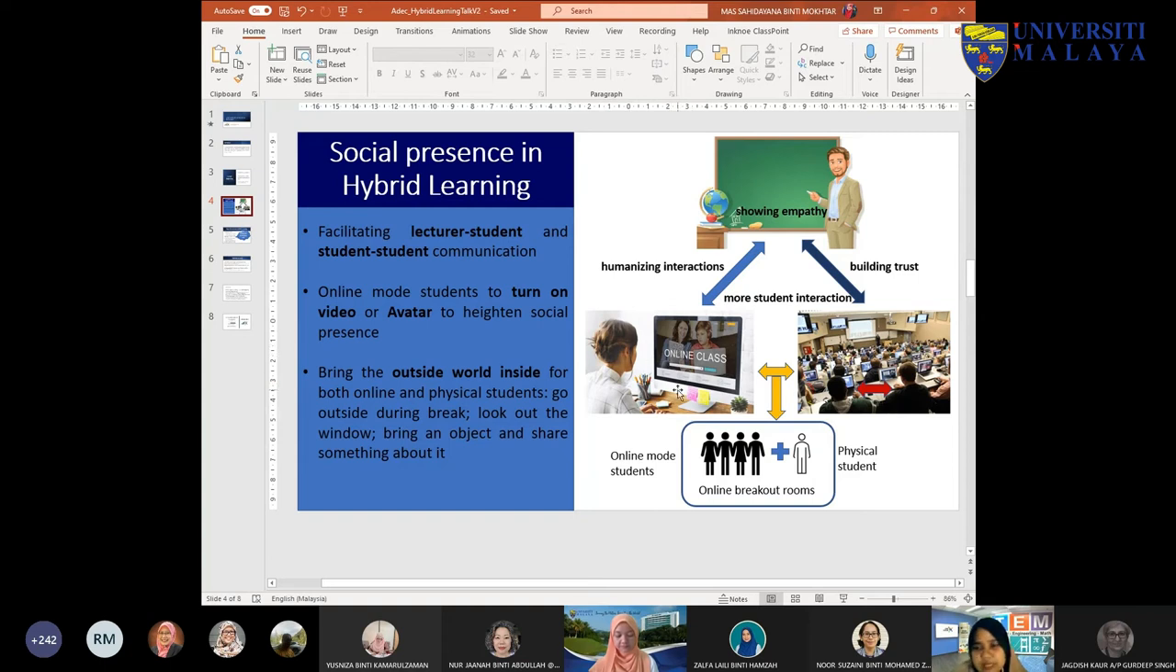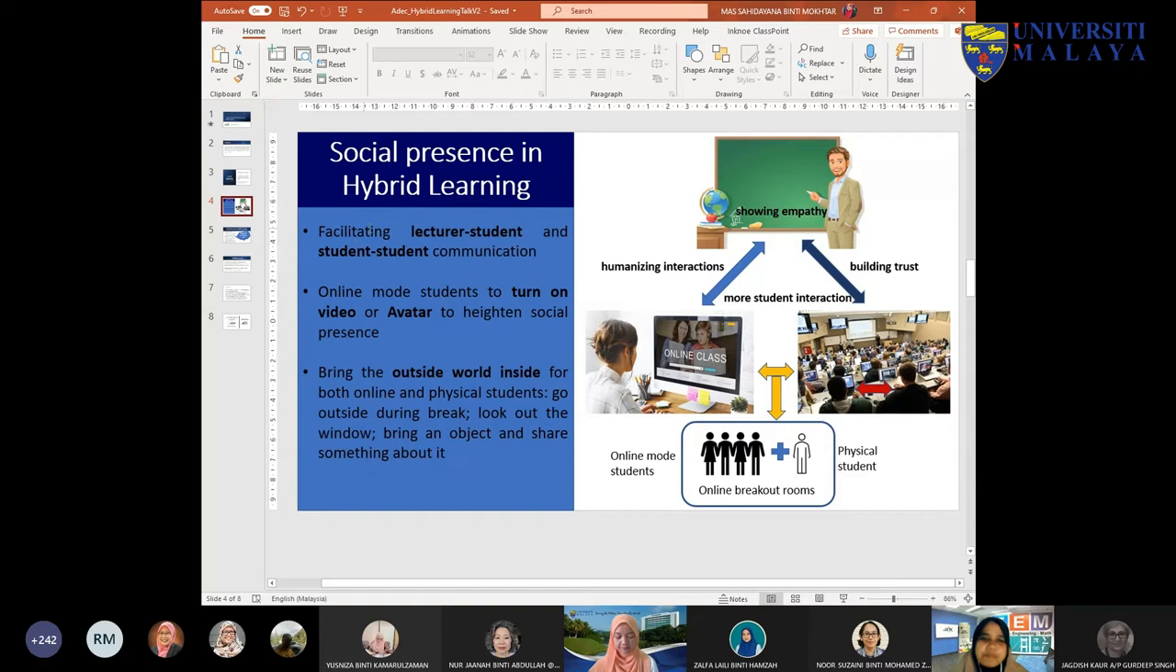Okay, we have to remember in this case that the physical students are beside their friends, even though they have a 1 meter SOP and so on, they know that their friends are beside them. But for the online classes, they are alone at home, looking only at their computer screen. So these are the ones for whom we need to show social presence. They need to feel that they are inside the class together with their physical friends.